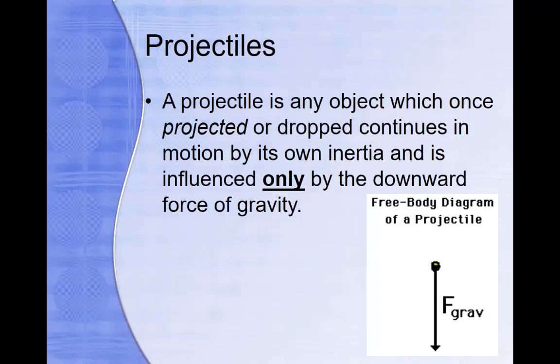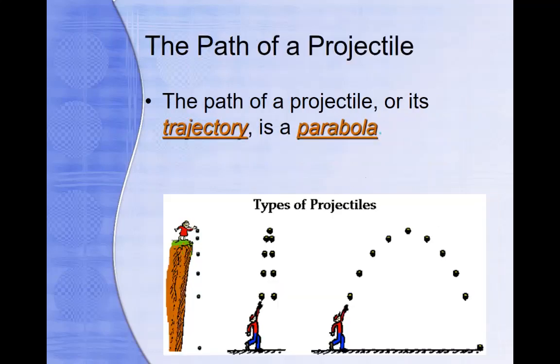Now, the path that a projectile takes, we've also discussed, and this is something that many of you have probably been working on recently in your math classes, and that's a parabola. The path of a projectile, or its trajectory, is what's known as a parabola. And so you can see here there are two halves to a parabola, the uphill portion and the downhill portion. And the two, if we neglect air resistance, should be the same. What goes up comes down, and the speed at the same height should be the same.